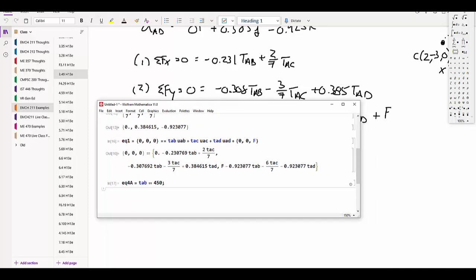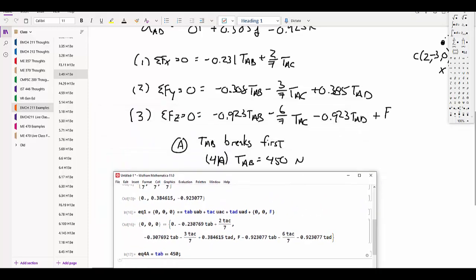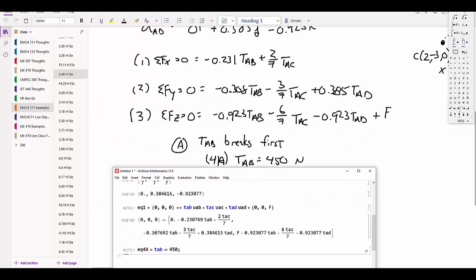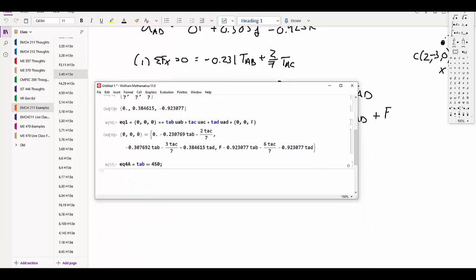So this is not going to necessarily be too easy to solve, or too hard actually, because equation 4a, if I know TAB, I can take that into equation 1 and find TAC. Once I know TAB, TAC, I can go to equation 2 and find TAD. Once I know those 3, I can go to equation 3 and find F. So doing this one by hand would not be too bad. I just really prefer not to. So I'm going to say solve the equation 1, which is actually the 3 equations and EQ4A.